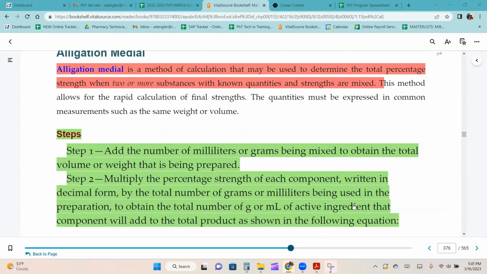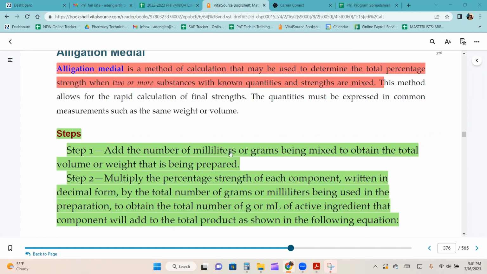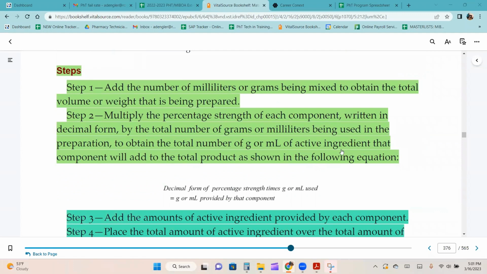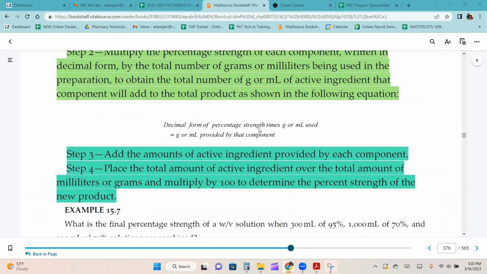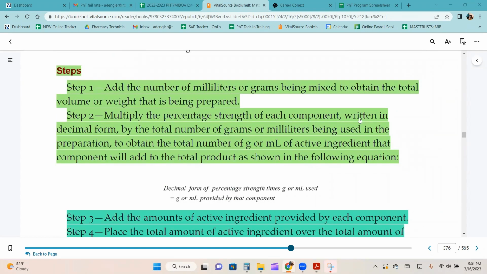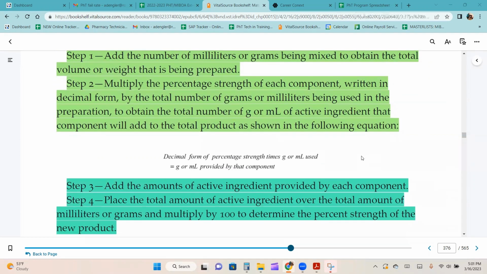Alligation medial is a method of calculation that may be used to determine the total percentage strength when two or more substances with known quantities and strengths are mixed. Step 1, we're going to add the number of milliliters or grams being mixed to obtain the total volume or weight that is being prepared. Step 2, multiply the percentage strength of each component written in decimal form by the total number of grams or milliliters being used in the preparation to obtain the total number of grams or milliliters of active ingredient that component will add to the total products as shown in the following equation.